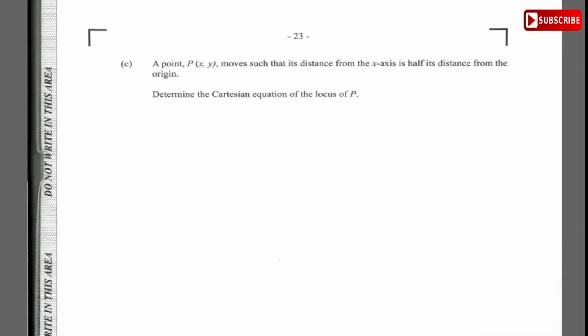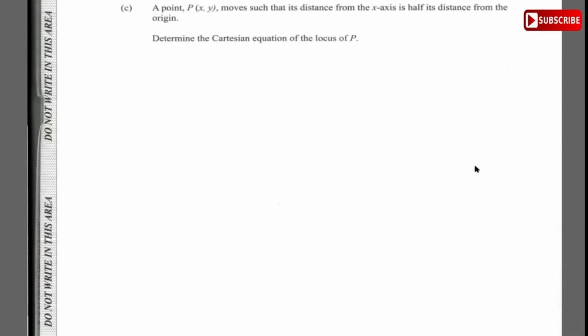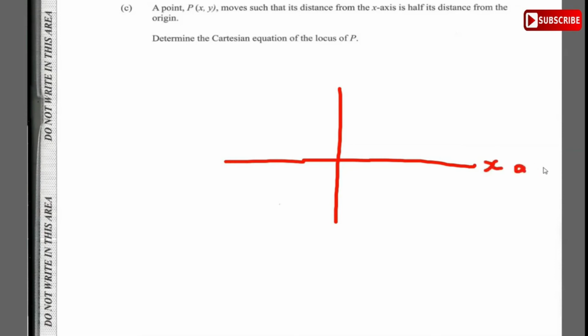Now, I can't just do a question like this. I always have to see what's going on. I always have to do a little sketch. So I draw the x-axis and y-axis to just get a sketch. You have some point P moving. This is the x-axis. They're telling me that P moves such that its distance from the x-axis is half its distance from the origin. This is the origin. I'm going to call the origin O, and O is the point (0, 0).